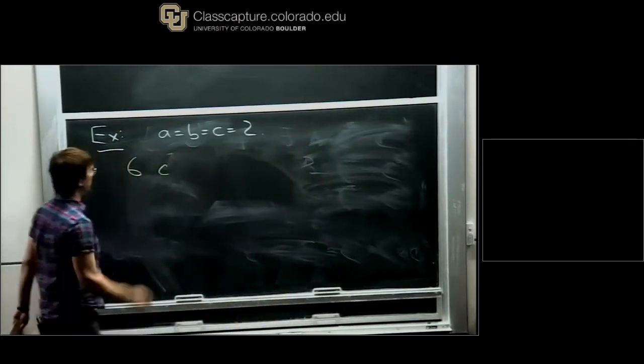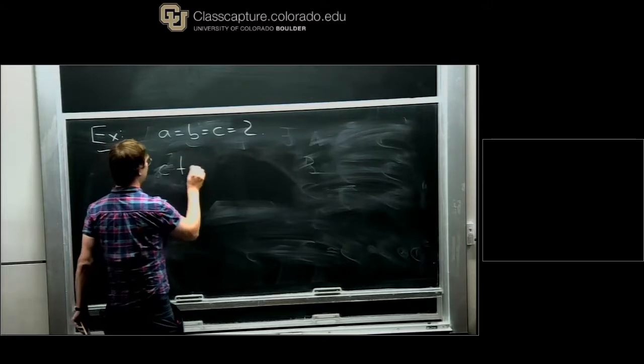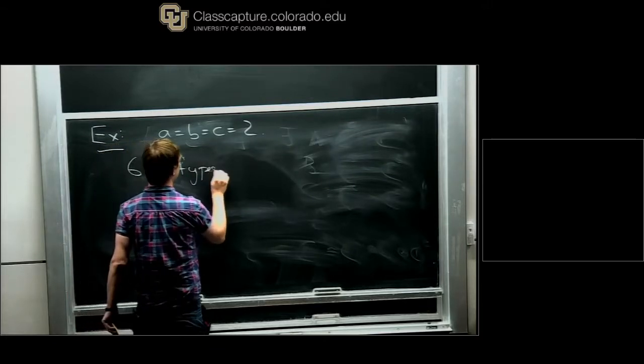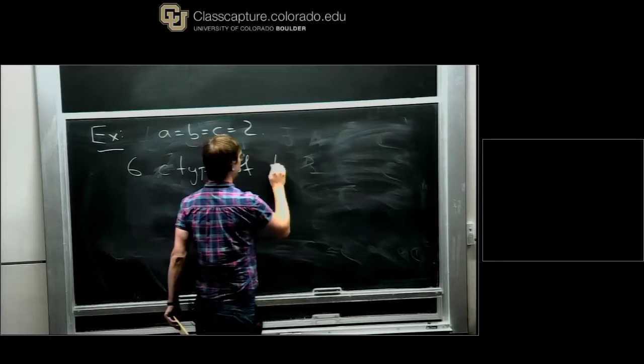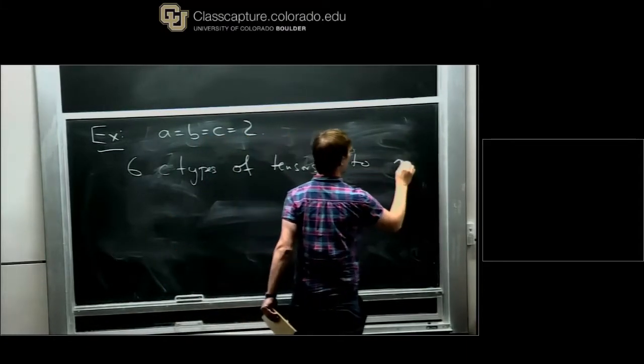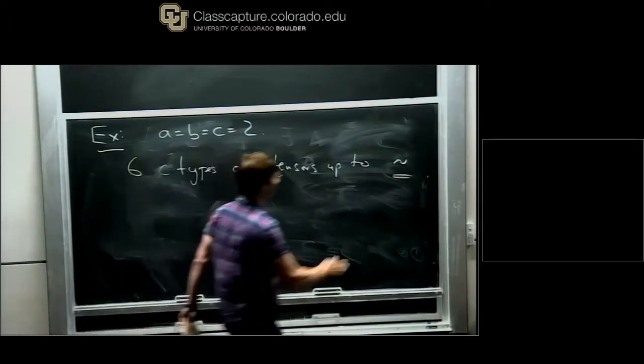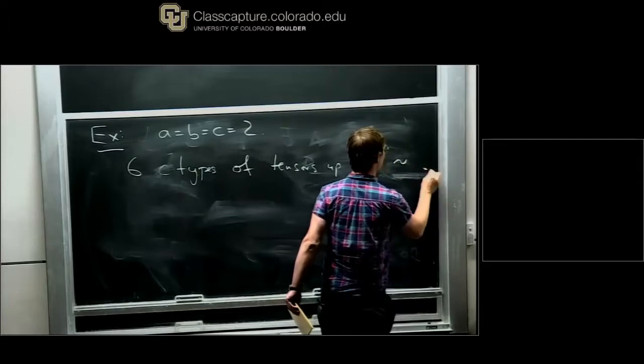Here in the 2x2x2 case, we have 6 different types of tensors up to isomorphism, which was this notion there. That was of course misleading. Up to isomorphism, okay?